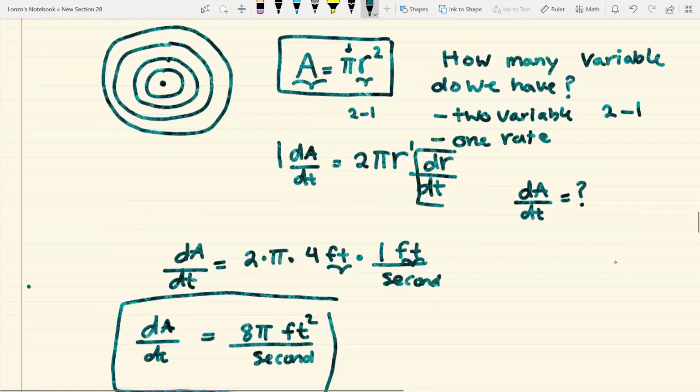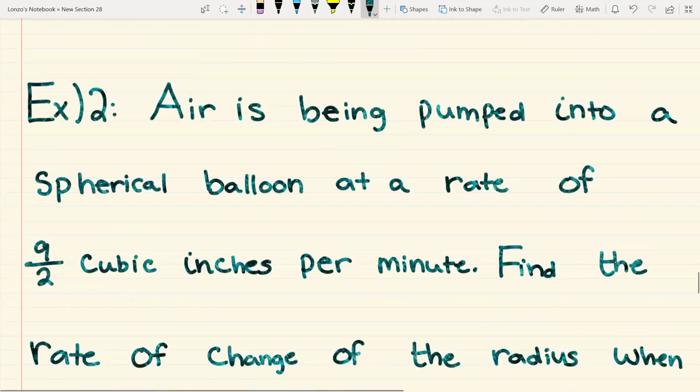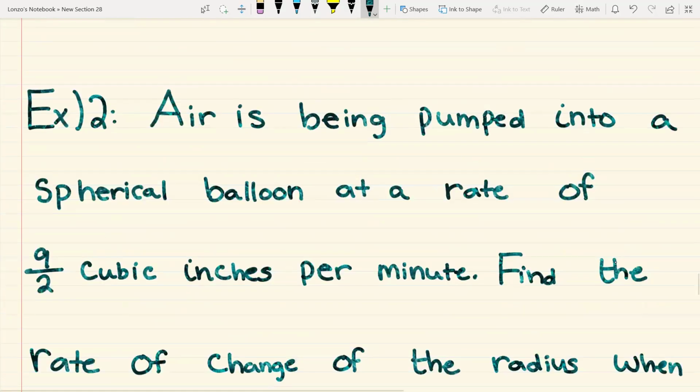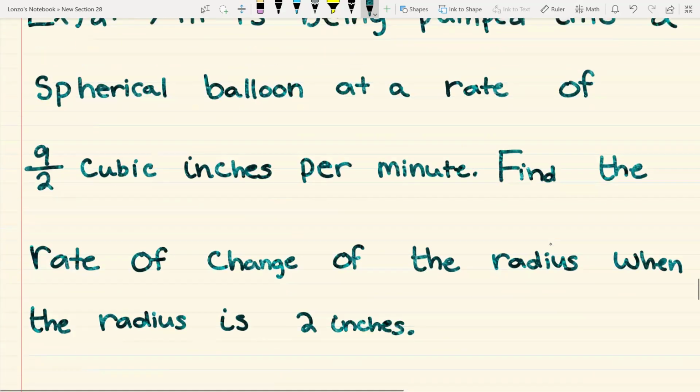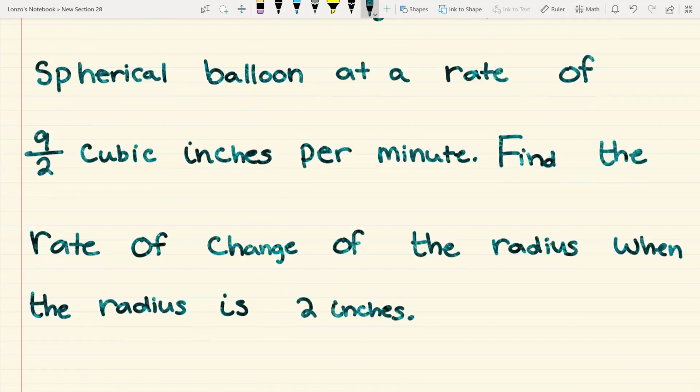Okay, so that was example 1. Let's move on to example 2. Air is being pumped into a spherical balloon at a rate of 9/2 cubic inches per minute. Find the rate of change of the radius. So find the rate of change, which means we have to find the speed. Find the rate of change of the radius when the radius is 2 inches. So we're probably going to have to find dr dt, right?